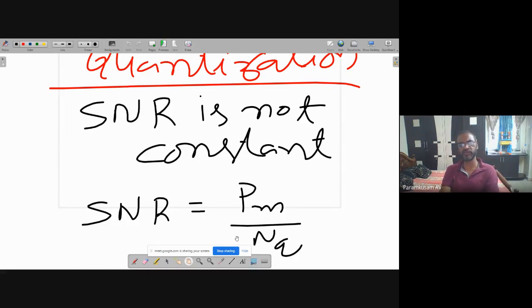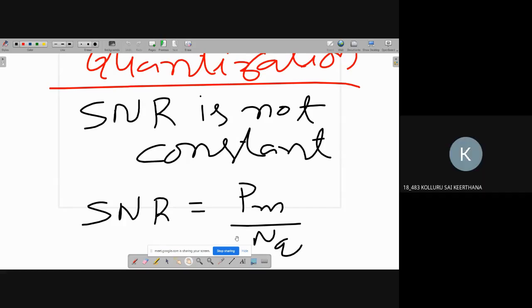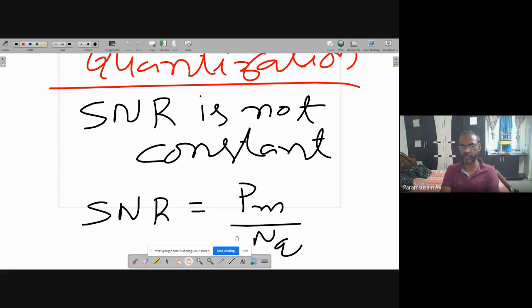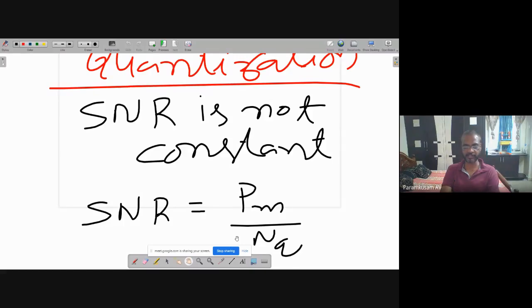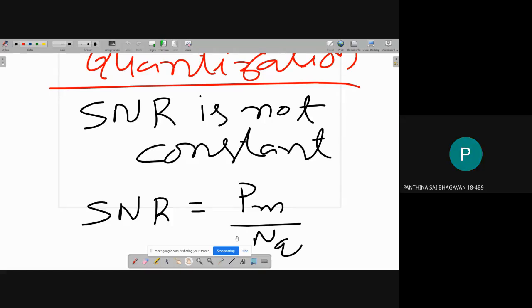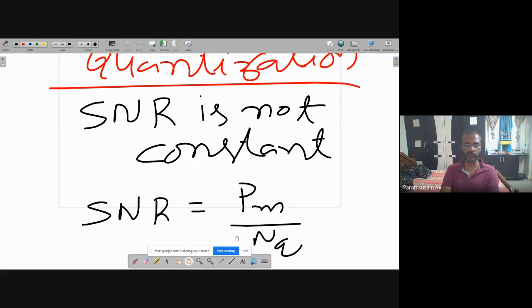మళ్ళీ అడుగుతా చూడండి. ఇఫ్ ద సిగ్నల్ యాంప్లిట్యూడ్ ఈస్ లెస్, SNR ఈస్ లెస్ ఆర్ మోర్? SNR తక్కువ ఉంటుందా ఎక్కువ ఉంటుందమ్మా? సిగ్నల్ యాంప్లిట్యూడ్ తక్కువ ఉంది. సిగ్నల్ యాంప్లిట్యూడ్ తక్కువ ఉంటే PM తక్కువ ఉంటుందా ఎక్కువ ఉంటుందా? తక్కువ ఉంటది, ఎక్కువ కాదు. సిగ్నల్ యాంప్లిట్యూడ్ తక్కువ ఉంటే PM తక్కువ ఉంటది. మీకు ఆల్రెడీ ఇందాక చెప్పాను.